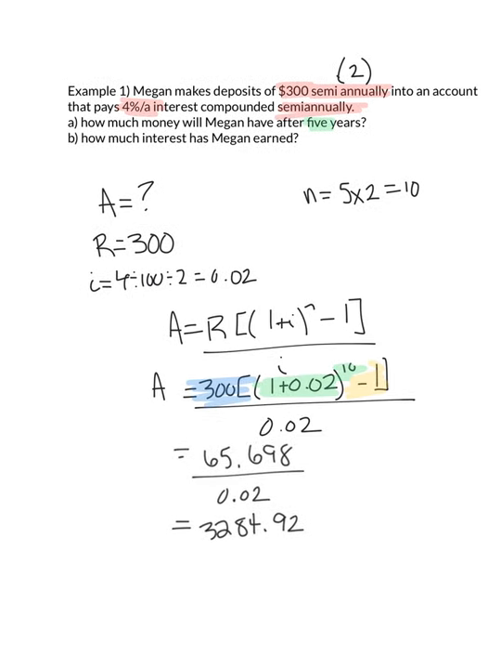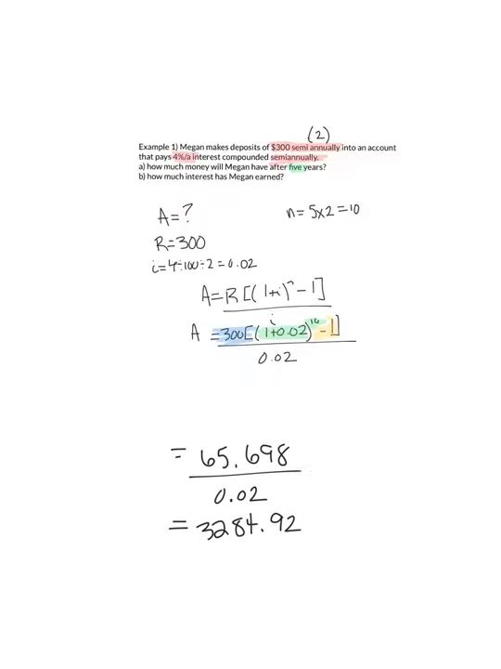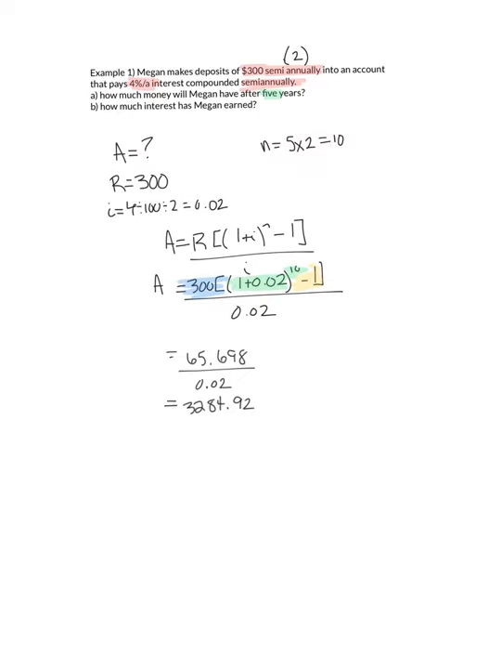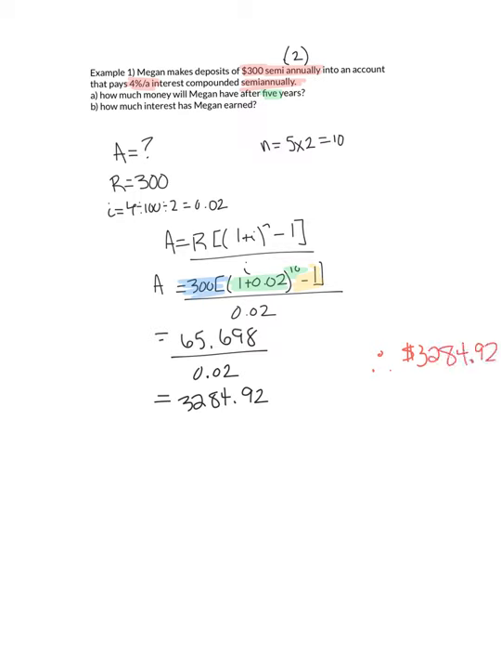So I've answered part A here. Let me just make this smaller so that I can fit it. So we know that in 5 years, Megan will have $3,284.92. Part B says, how much interest has Megan earned?